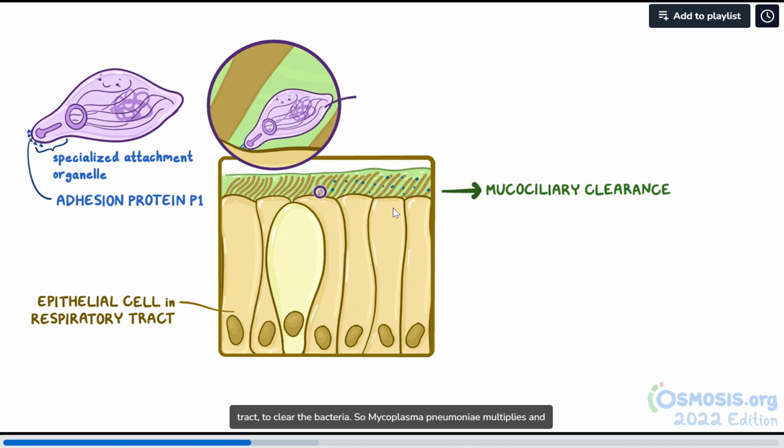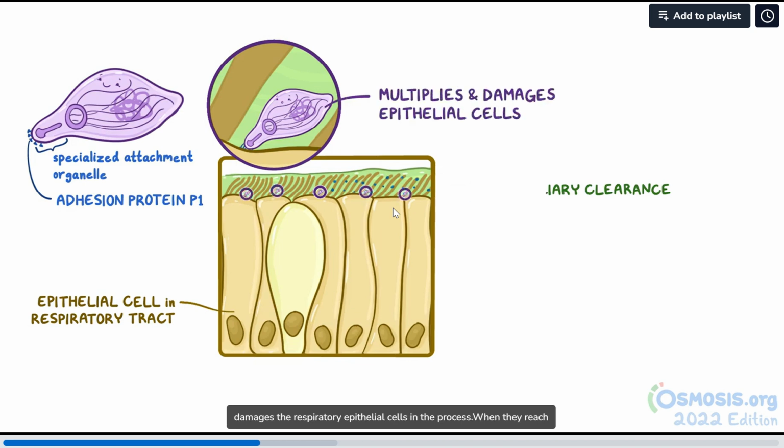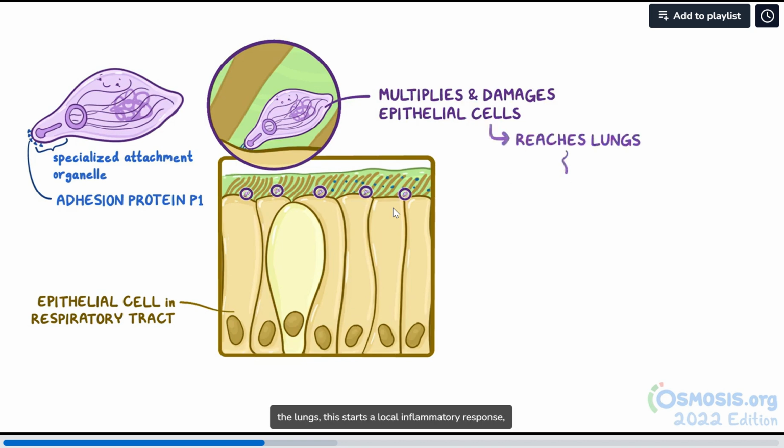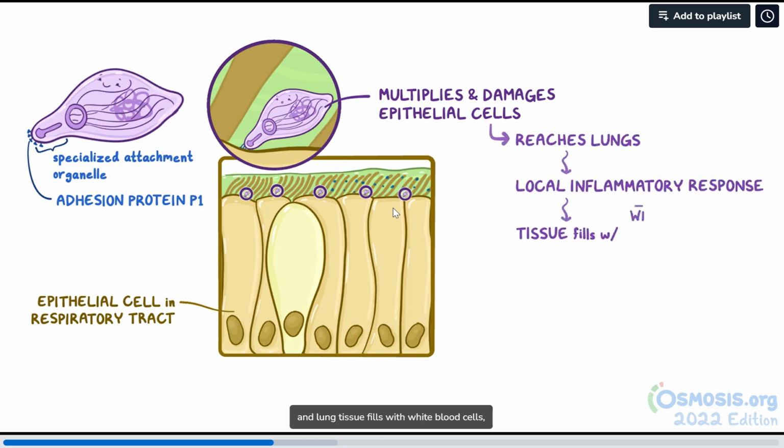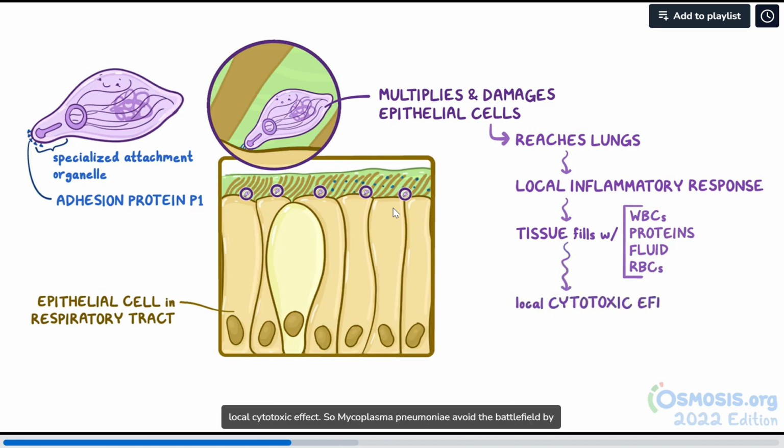So Mycoplasma pneumoniae multiplies and damages the respiratory epithelial cells in the process. When they reach the lungs, this starts a local inflammatory response, and lung tissue fills with white blood cells, proteins, fluid, and even red blood cells if a nearby capillary gets damaged in the process, leading to a local cytotoxic effect. So Mycoplasma pneumoniae avoid the battlefield by sneaking inside lung cells, where they remain dormant or replicate intracellularly.